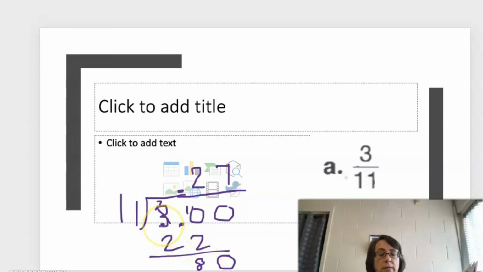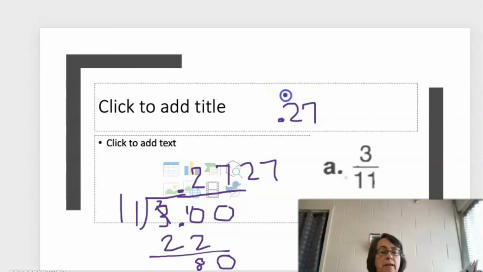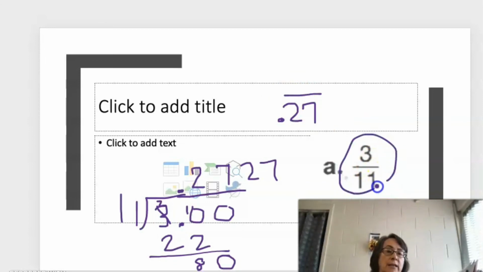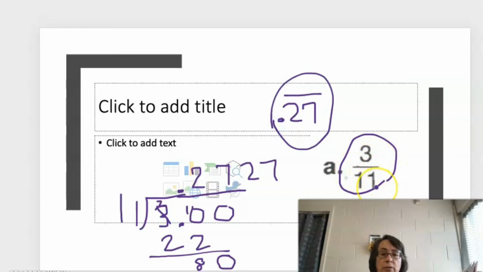And guess what we started with? 3. So let's carry out one more time. 11 into 30 is going to go 2 again, isn't it? And we are starting all over again. So it's going to be 0.2727, and we would write that as 0.27 repeating. Now, this 3/11ths is rational. Remember, every rational number will either be an integer, a decimal that ends, or a decimal that repeats. And so we have found the repeating decimal that is equivalent to 3/11ths.